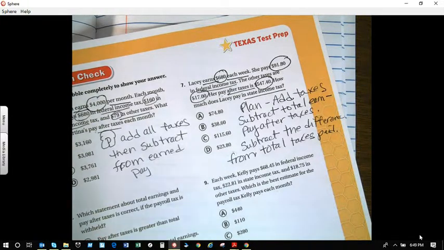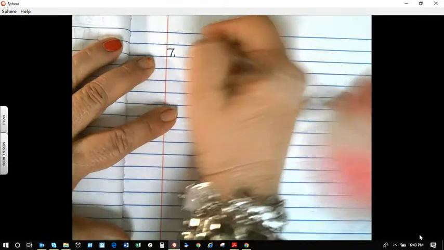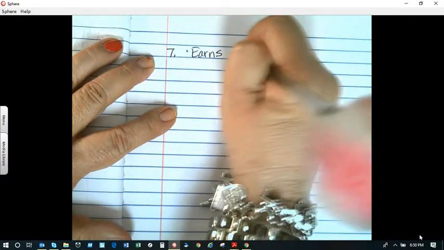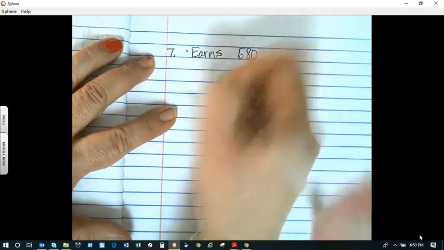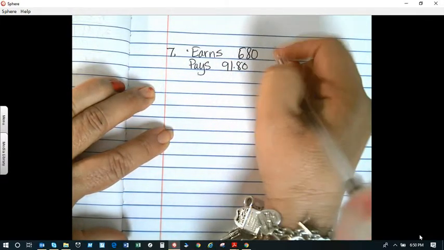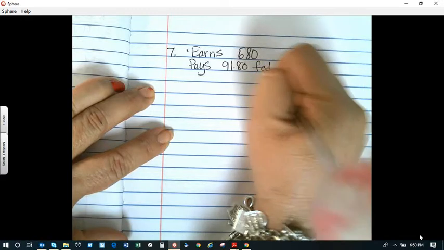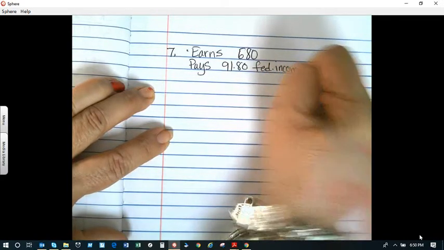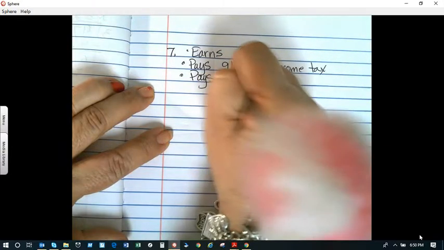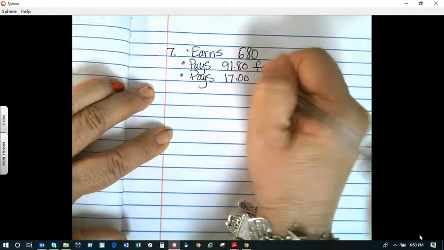So now let's work that out. All right, so now I know on number 7, Lacey earns $680, pays $91.80 in federal income tax, and pays $17 in other taxes.